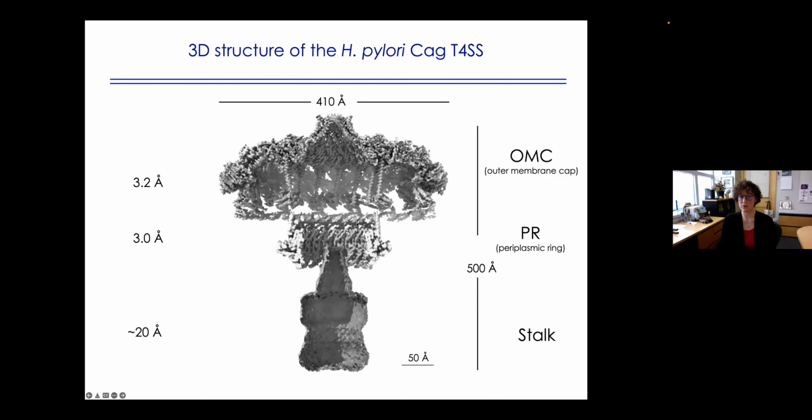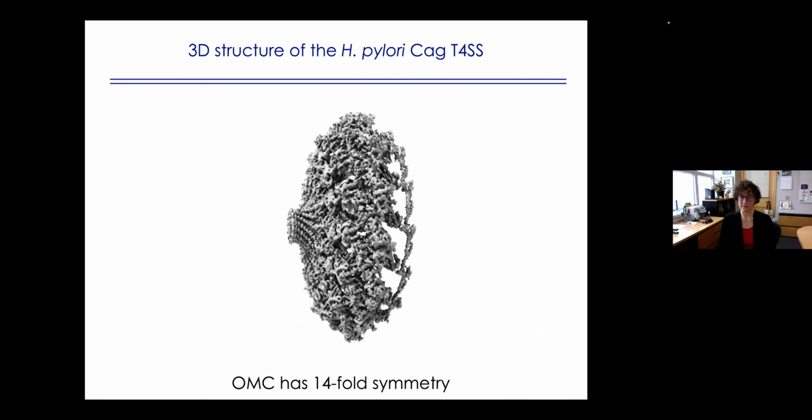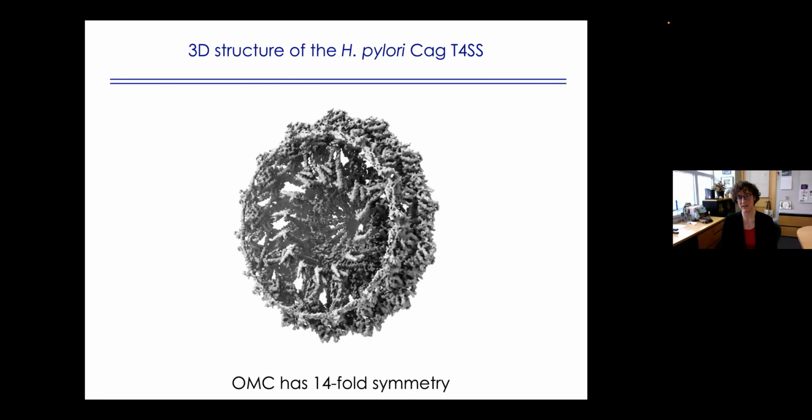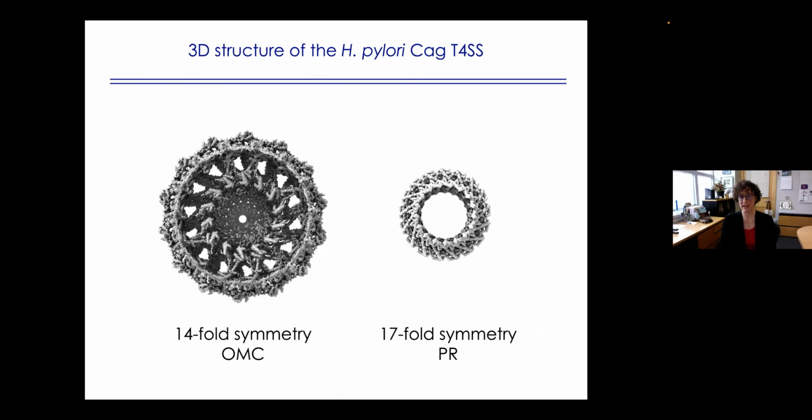Now, there were really no crystal structures of any of the components of this complex. And that, I think, is because when we started to really look at it, all the different components were really interdigitated. So if you were trying to purify individual components, they just didn't fold. And what we noticed right away was that this OMC had a 14-fold symmetry, and then this periplasmic ring structure had a different symmetry, a 17-fold symmetry.